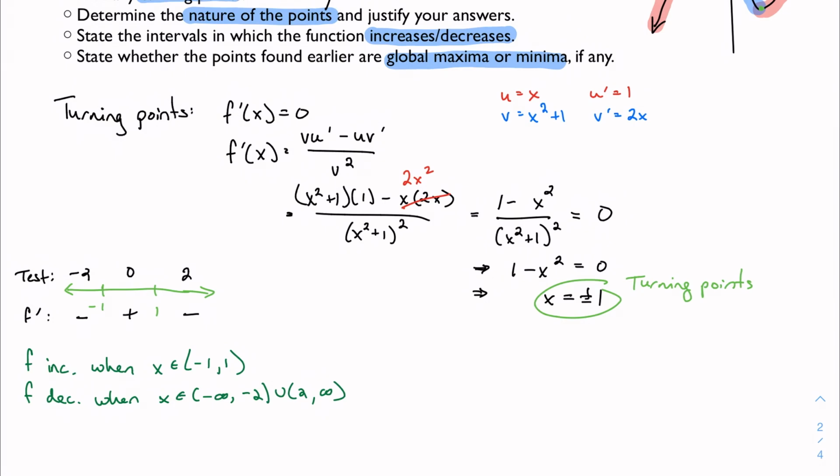Of course, if I look, I'm going around -1, I'm going from negative to positive. So f has a local minimum at -1. And then I'm going from positive to negative around 1, so f has a local max at +1.